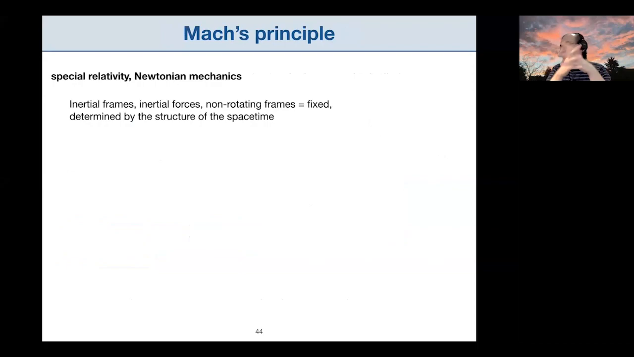Okay. So the equivalence principle was probably the most important intuition behind the development of general relativity. Another one, which was not that important, but still arguably quite seriously influenced Einstein, was something called the Mach principle. And in order to understand it, we have to go back to special relativity and even Newtonian mechanics. So Newtonian mechanics and special relativity are both developed around the notion of inertial frame, and also inertial forces, non-rotating frames, and so on. And these notions, inertial frames, inertial forces, are fixed and determined by the structure of space-time. There's simply a fixed set of frames which we declare to be inertial and in which our laws have a certain simple form.